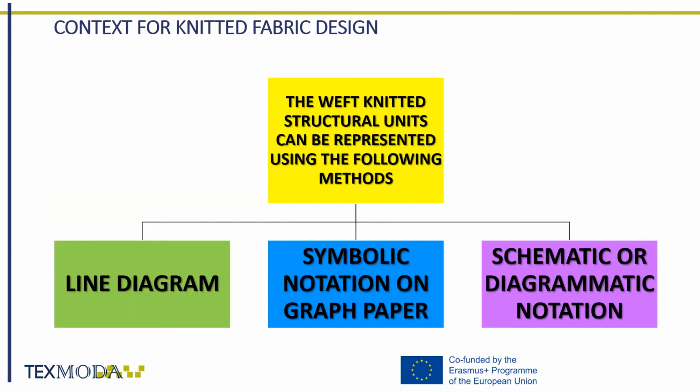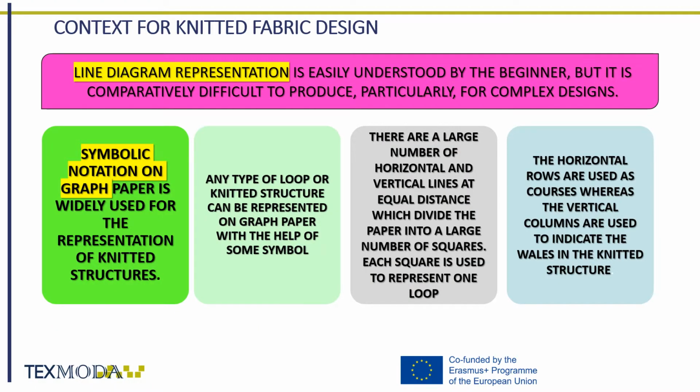Weft knitted structural units can be represented using the following methods. Number 1, line diagram. Number 2, symbolic notation on graph paper. And number 3, schematic or diagrammatic notation. Line diagram representation is easily understood by the beginner, but it is comparatively difficult to produce, particularly for complex designs.